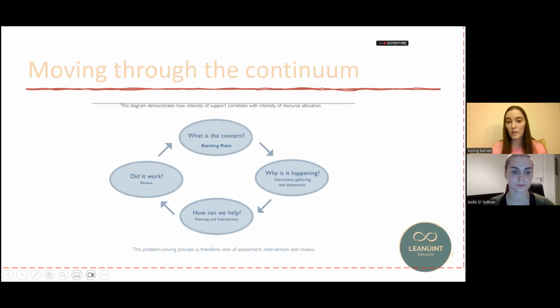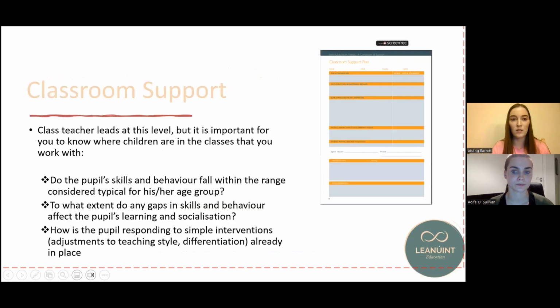So these questions are useful when you're moving through the continuum. You start with what is the concern? Why is it happening? And this is where the assessment and the information gathering happens. How can we help? And you're planning your interventions based on the assessments that you've carried out and reviewing, did it work, before you continue on to the next concern.